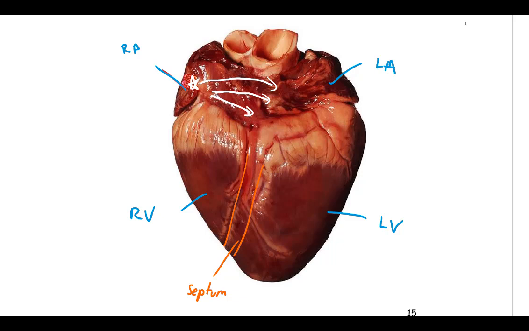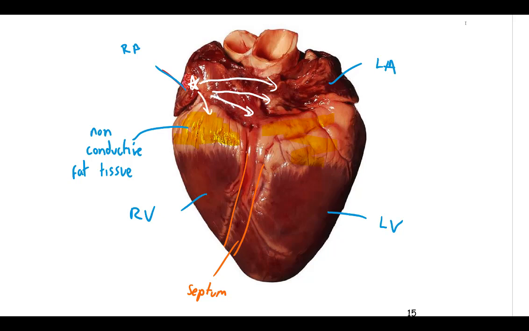But all this tissue here is non-conductive fat tissue. Now, this means that the impulse can't pass directly from the atria down to the ventricles.